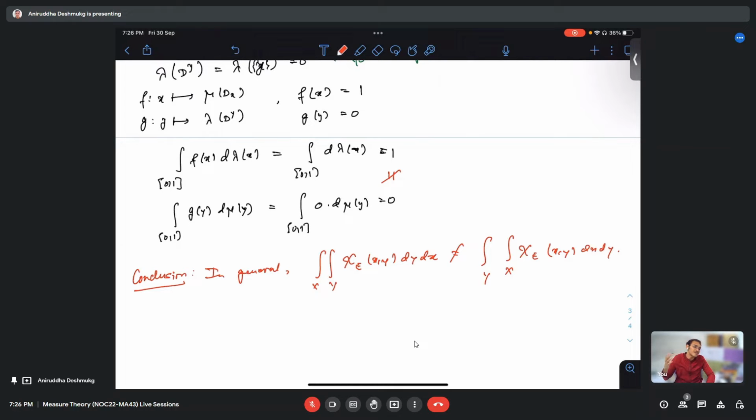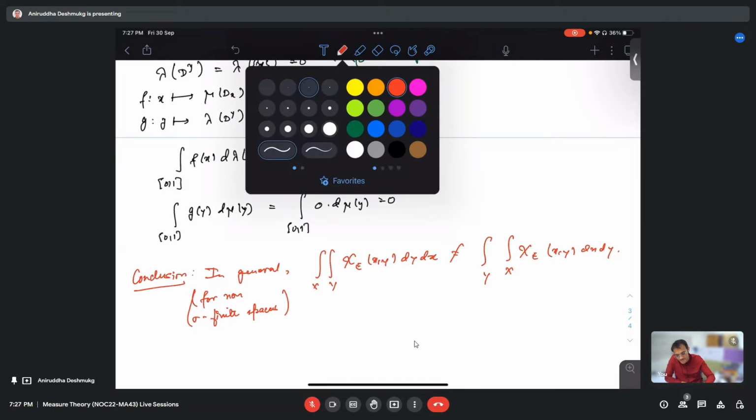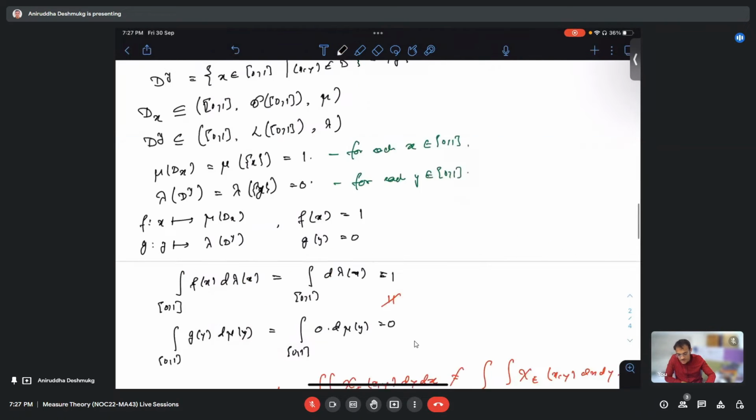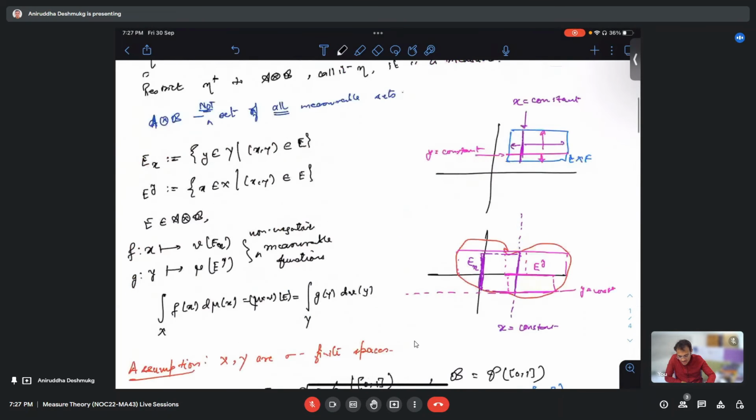That means we cannot look at the sections in general, so for non-sigma-finite spaces, taking the sections and taking their integrals may not give us the same measure. Therefore, all that construction, whatever we have done, is valid only for those measure spaces which are sigma finite. This was one point that one needs to understand.